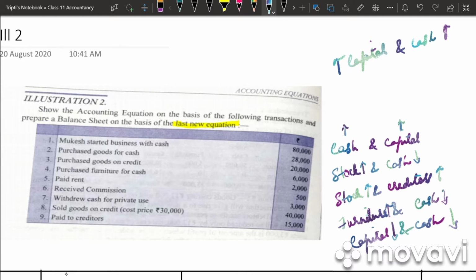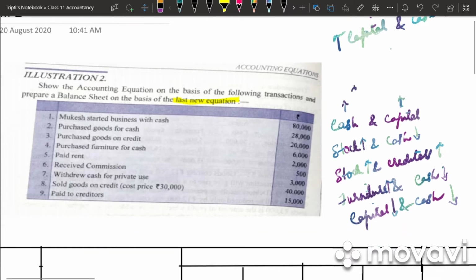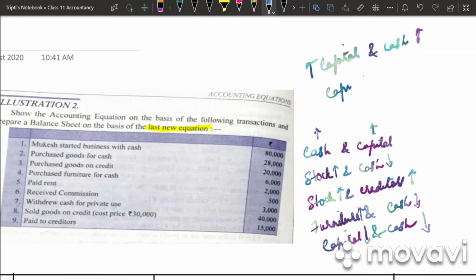Then we have withdrew cash for private use. So when we are withdrawing money for a personal use, it is known as drawings. So from where will we take that money? We will be taking it from the capital. And what is affecting? Cash. So capital is reducing, cash is also reducing.